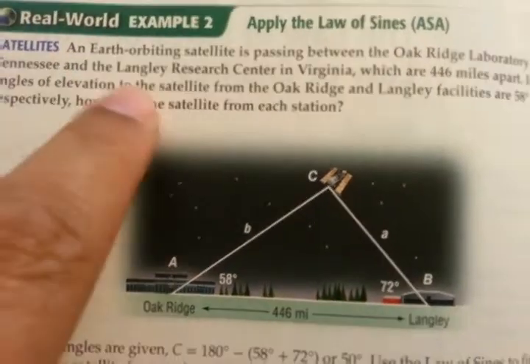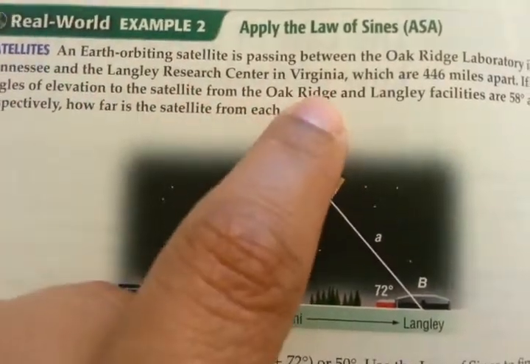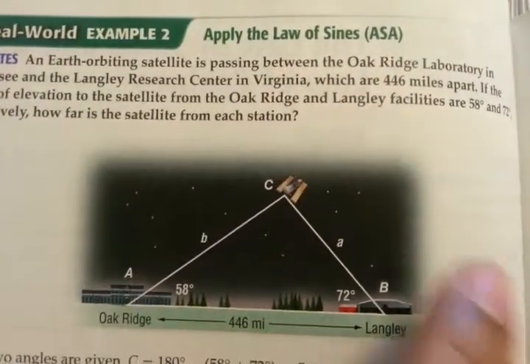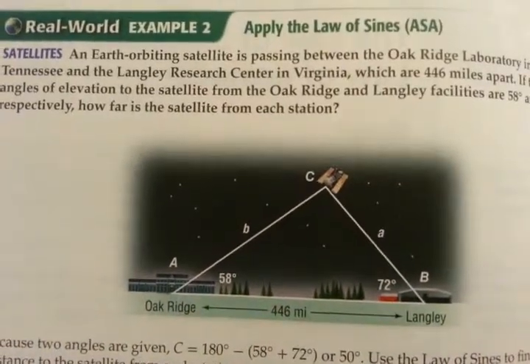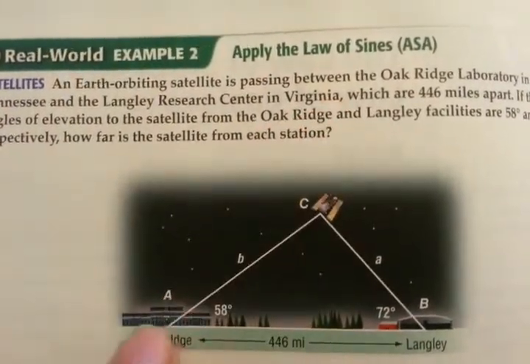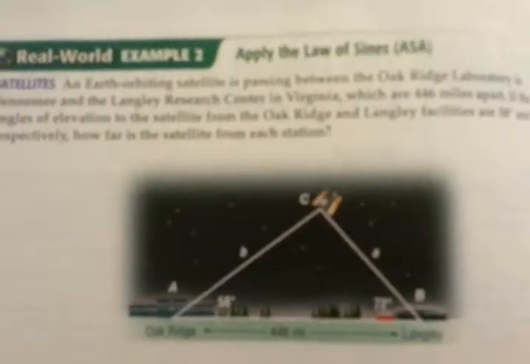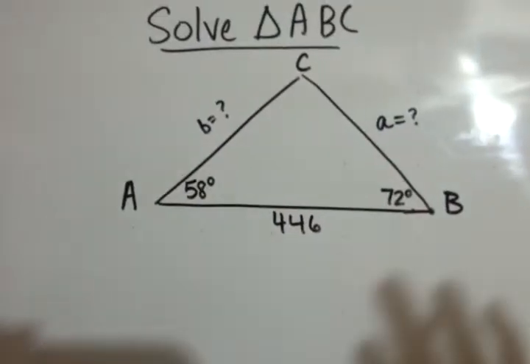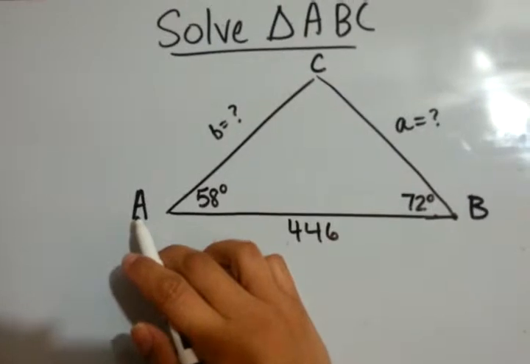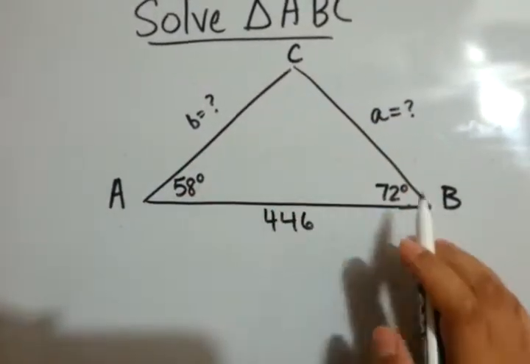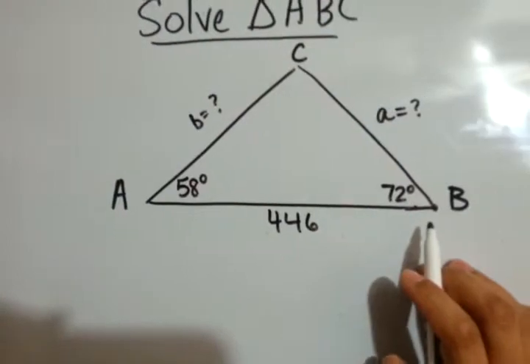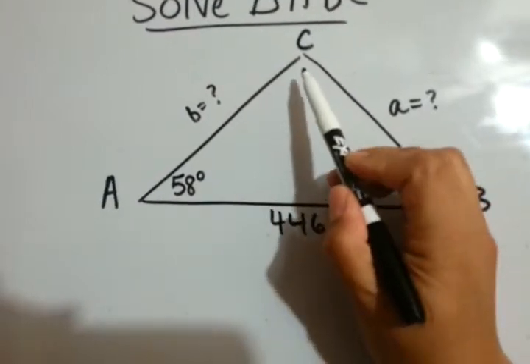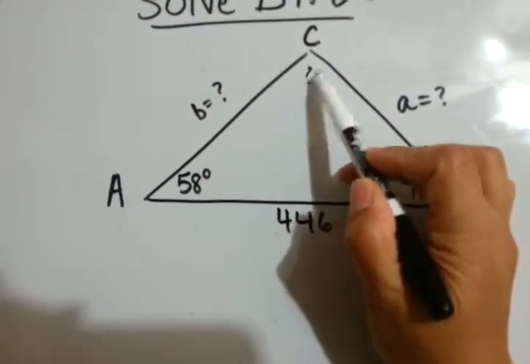If the angles of elevation to the satellite from the Oak Ridge and the Langley facilities are 58 degrees and 72 degrees respectively, how far is the satellite from each station? So we're trying to find this length and that length. Okay? Alright, so we have this triangle A, B, C, where angles A and B are known. We know the distance between angle A and angle B, 446, and we want to find these two lengths. And we're also going to inadvertently find this angle.